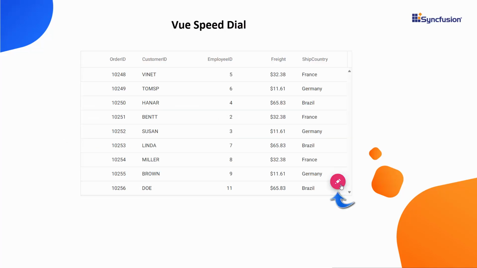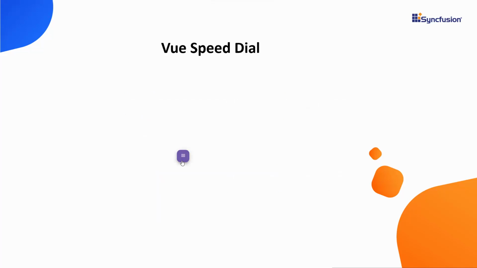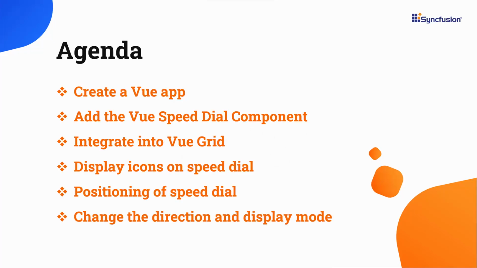The Vue Speed Dial component is an extension of the Vue Floating Action Button, displaying a list of action buttons when clicked. It shows action buttons in linear and radial directions. In this video, I will also show you how to integrate the Vue Speed Dial button into the Vue Grid component and change the speed dial's position, display mode, direction, and a few other basic features.